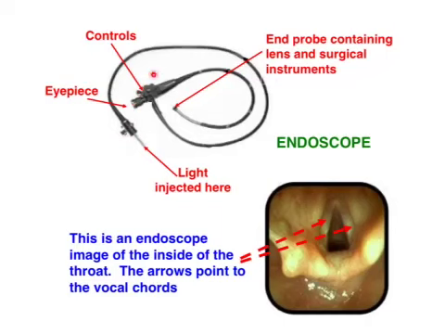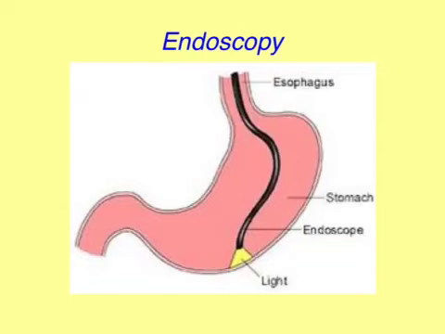Here is an endoscope used by the doctor for examining, in this case, the inside of the throat of a patient. This is simply a piece of optical fiber. They shine the light in and it comes out the other end, shining at the inside of the throat. And here's a picture of it. The endoscope can go as far down as the stomach, looking at the inside of the stomach.